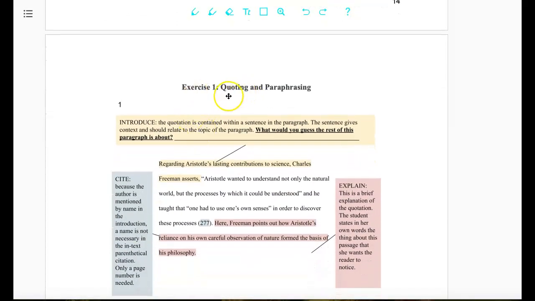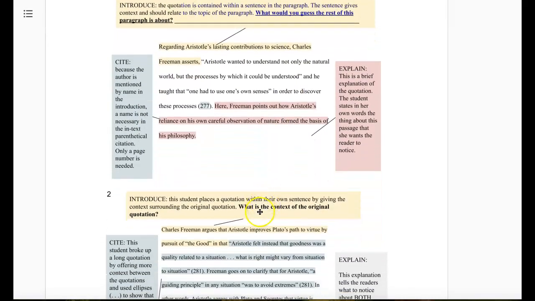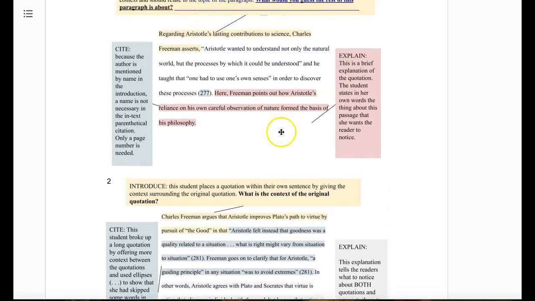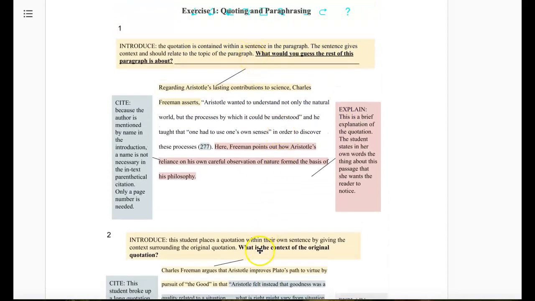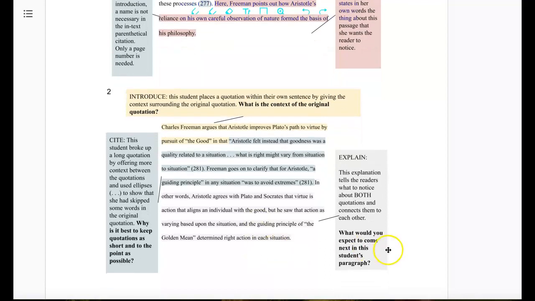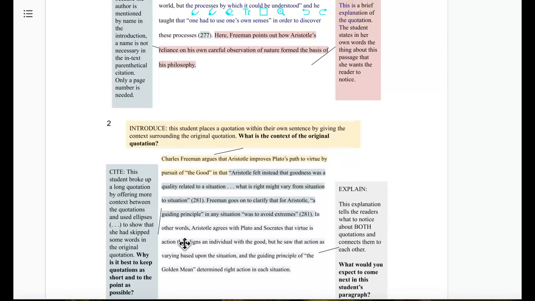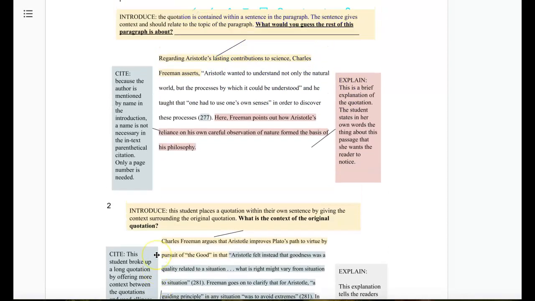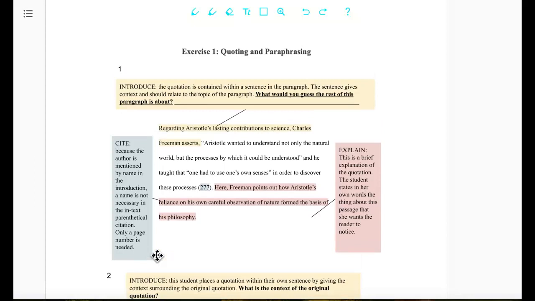So for exercise 1, we're going to be talking about quoting and paraphrasing, and there's a few things in bold that you need to fill out. Right here, here, and here. So as soon as I get through this page in the video, you'll need to pause it and take your notes on this page. But let's go through each of these examples.